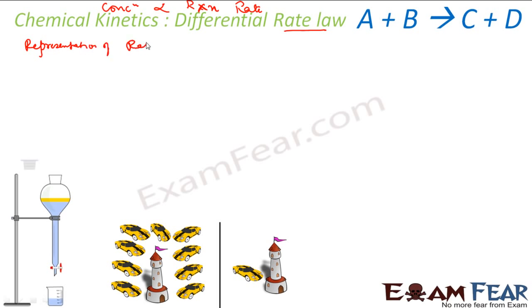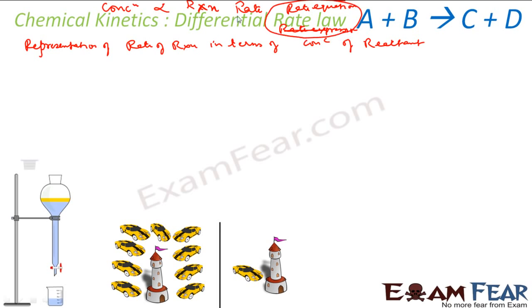So they came up with something called rate law, and rate law is nothing but my representation of rate of reaction in terms of concentration of reactants. It's also called rate equation, or rate expression. Three different names: rate law, rate equation, rate expression.